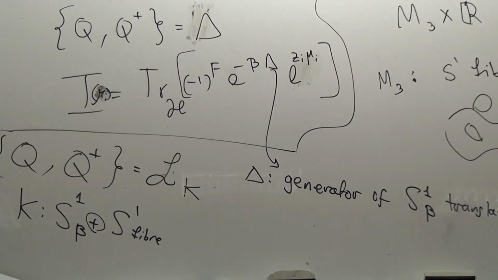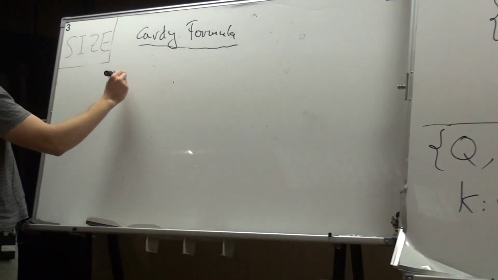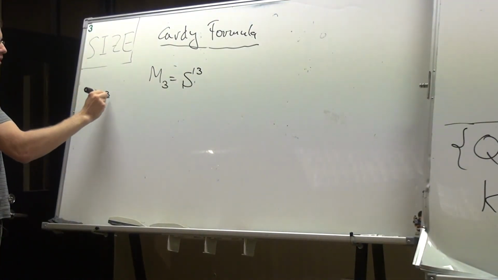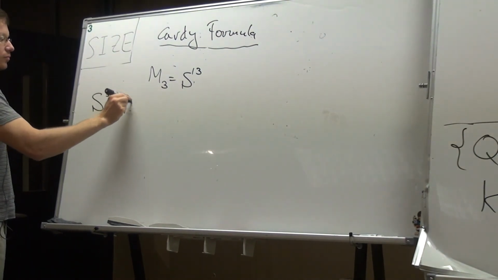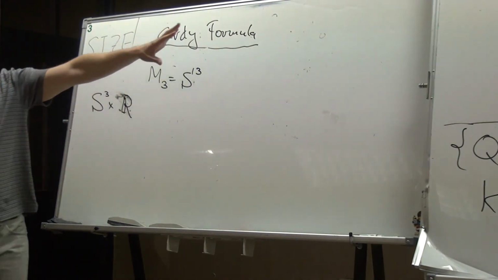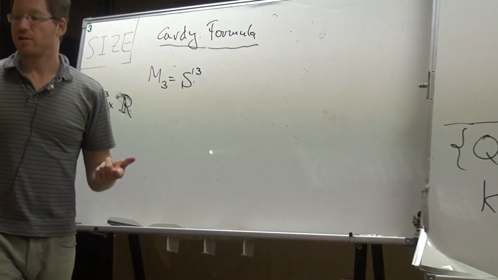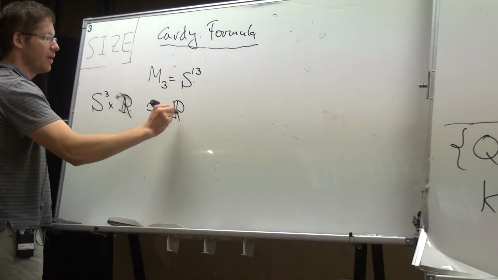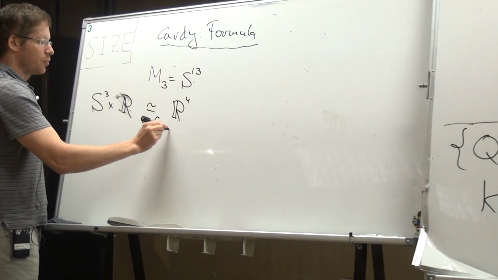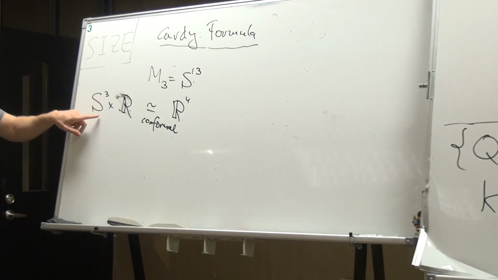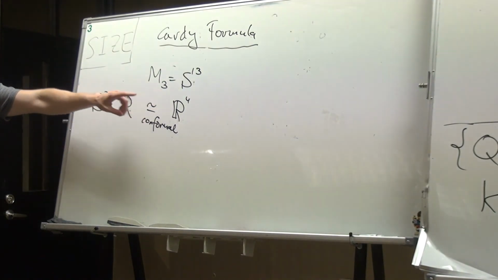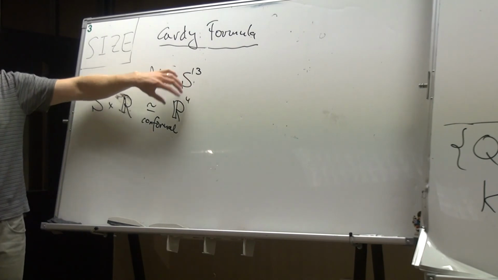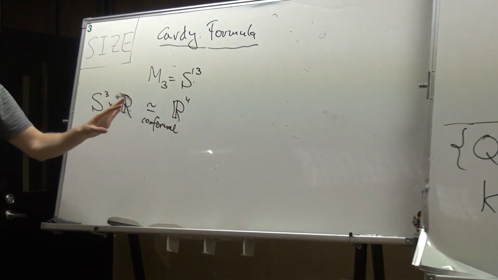So why is S3 interesting? I'm going to focus on the case that M3 is S3. That's interesting because of the space S3 times R. On the one hand, this is a completely geometric picture, but there is also a combinatorial interpretation for this space. This space is conformally flat, so by conformal transformation, we can bring it to R4, and therefore, using radial quantization, the Witten index that we compute on S3 times R has a combinatorial interpretation as counting local operators on R4 which are BPS.